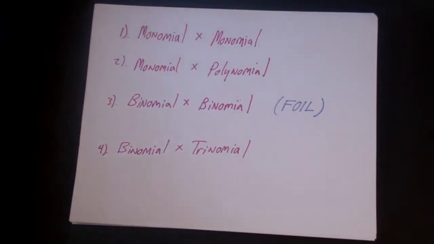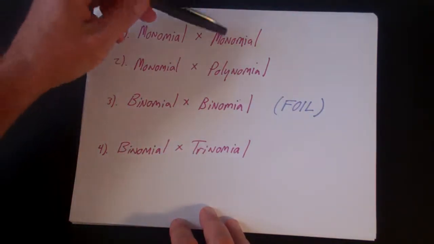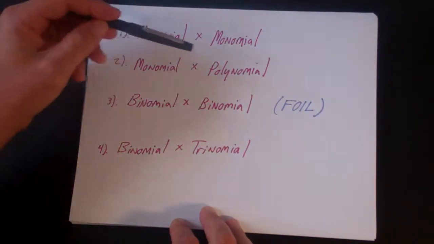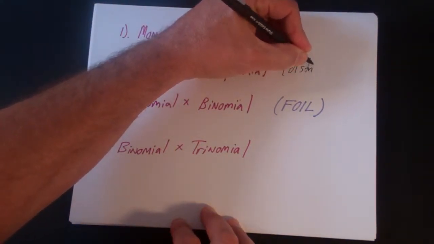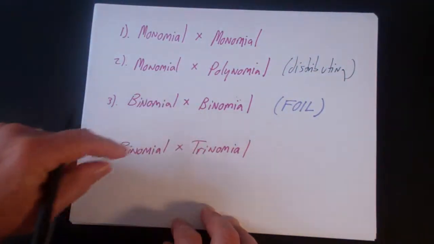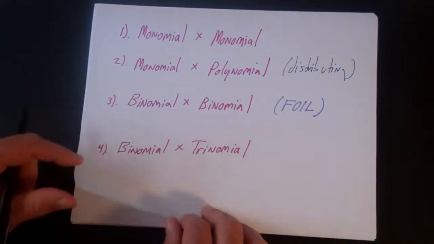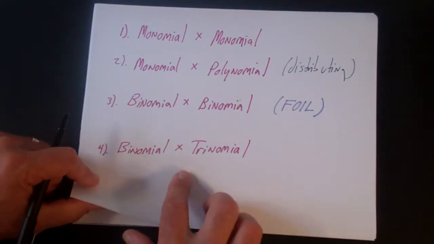So if you think about what we're going to do in this lecture, we're going to do the following multiplications, right? We're talking about multiplying polynomials. Monomial times monomial, monomial times polynomial, which is really just distributing. Binomial times binomial, and binomial times trinomial. Binomial times binomial, we just know is FOIL.